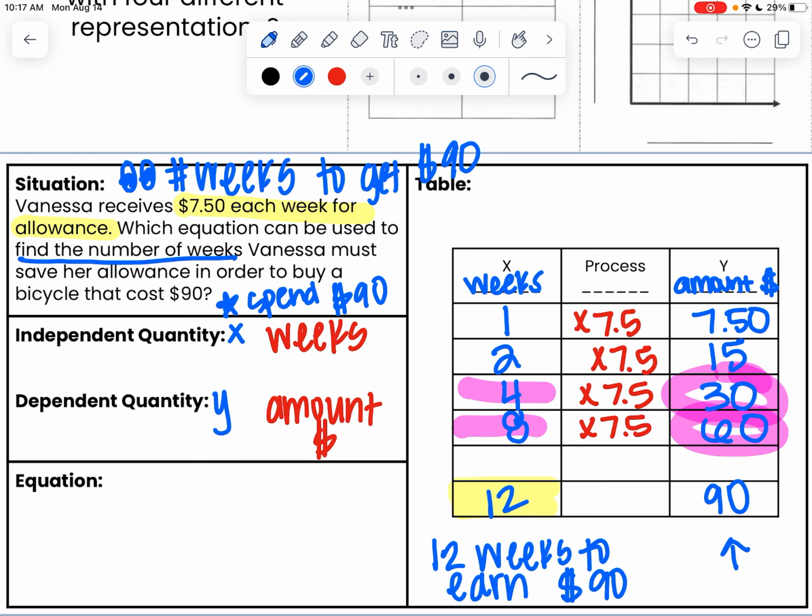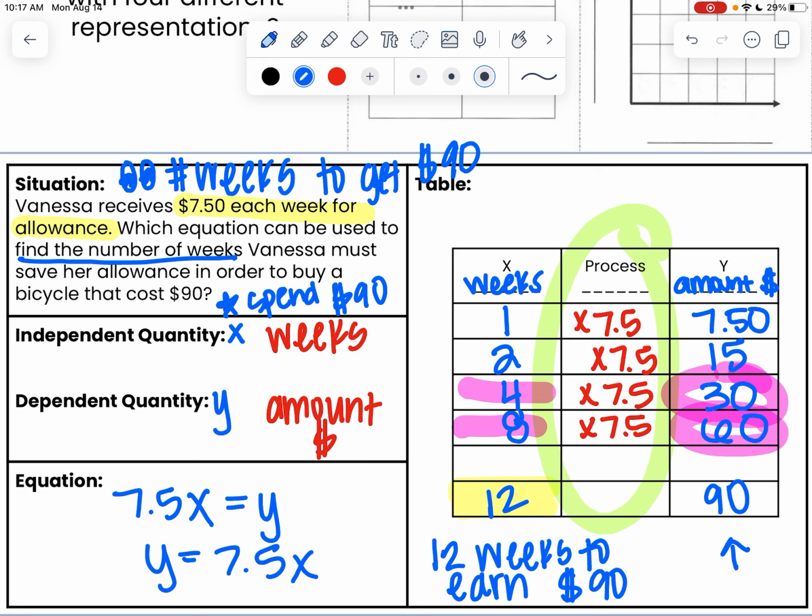And we want to have an equation to represent all of this. And so that's when we look at our process column right in the middle, right here. So every time we took X, or we took our input and we multiplied it by 7.5. So we have 7.5 times X. And that always equaled our value for Y or our output. And again, I can flip things over my equal sign. So this is the same equation as saying Y is equal to 7.5X.